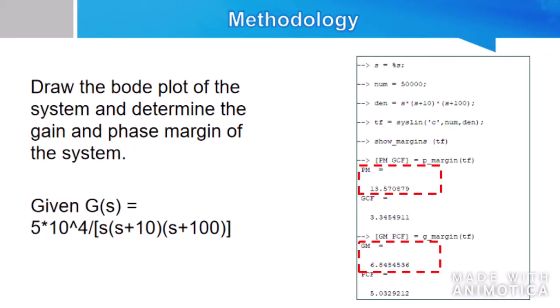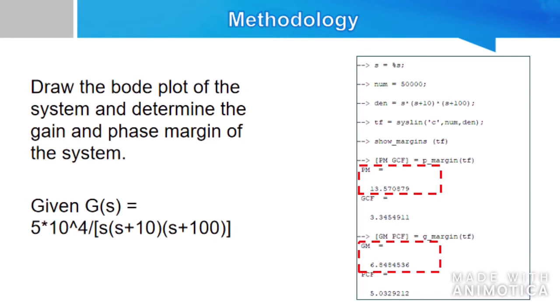Hi, I'm Kushalya Nair. I'll be explaining the methodology involved in obtaining the answer for part A. For part A, we obtain the phase margin and the gain margin with the given transfer function. The transfer function given is G(s) equals 5 times 10 to the power of 4 over (s plus 10)(s plus 100). By using Scilab codes, we were able to determine the phase margin and gain margin.